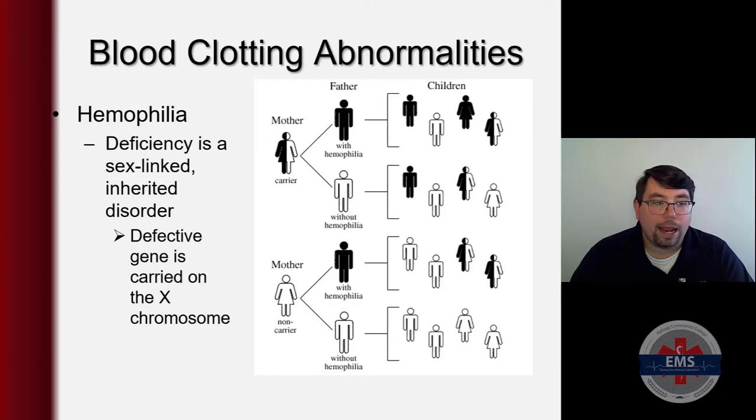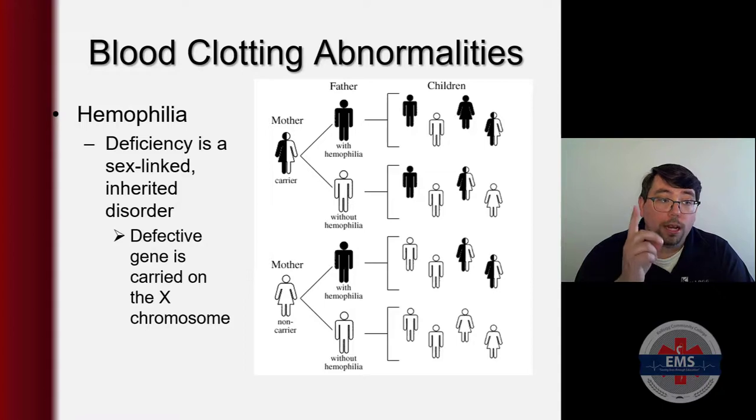Now, if we look at a person with hemophilia, we have to recognize that it is a sex-linked inherited bleeding disorder. The gene with the defective information is carried on the X chromosome, and females, we know, have 2 X chromosomes, one from their mother and one from their father. If one chromosome has the defective gene, then the other does not, and the disease is not expressed.